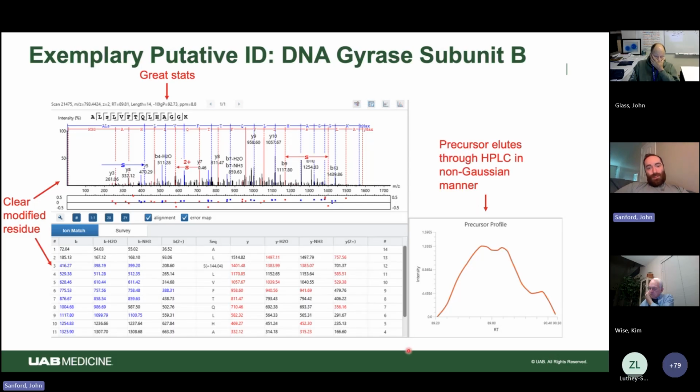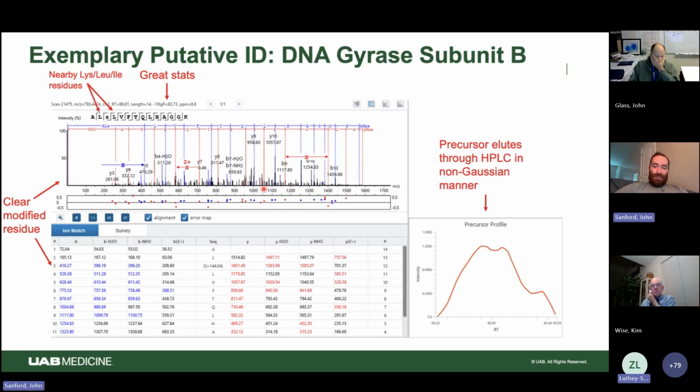As James also mentioned, normally you want really thin and Gaussian-distributed precursor peaks when you're running through the HPLC. In this case, we get these loose, wavy ones that certainly imply that shearing phenomenon he was talking about earlier in the HPLC.